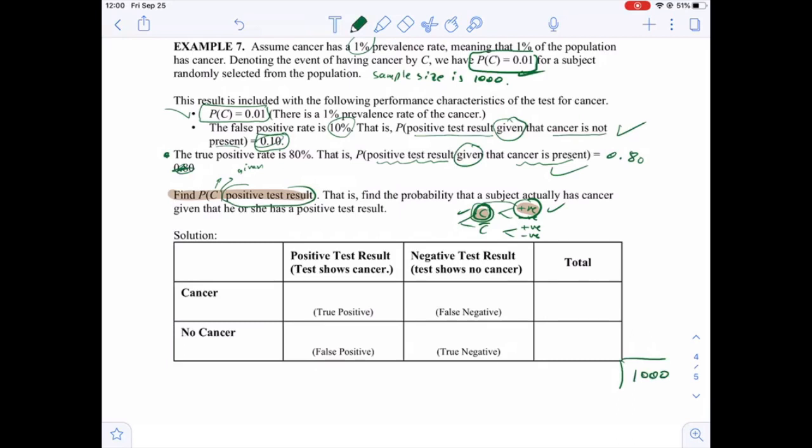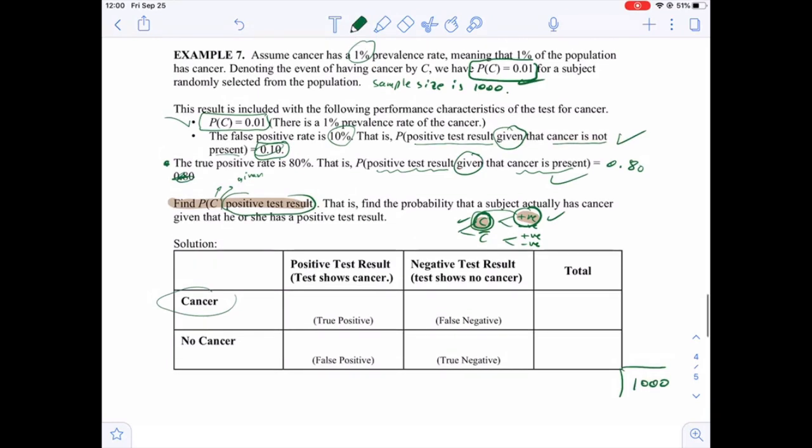Now how many people who have cancer in this sample? We have 1% of them. That means 10 people. 1% of how many? Of 1000. That is 1% times 1000. So we cancel 2 zeros, we get 10. So we have 10 people. But how many of them have positive result and how many of them have negative test result?